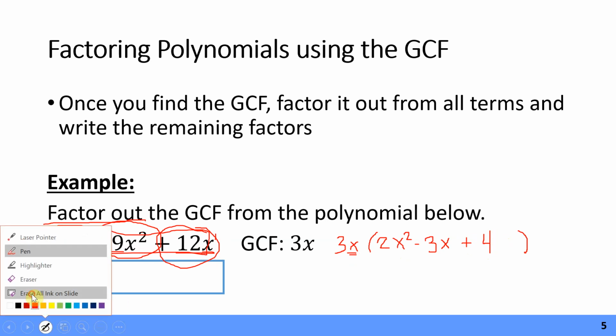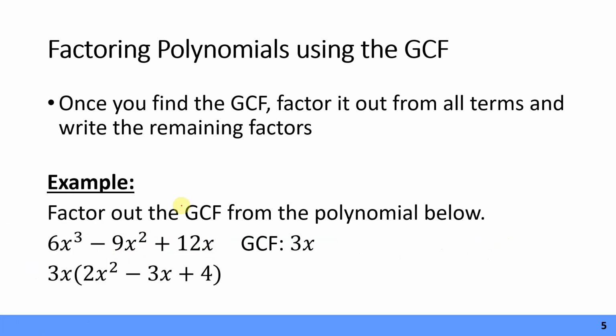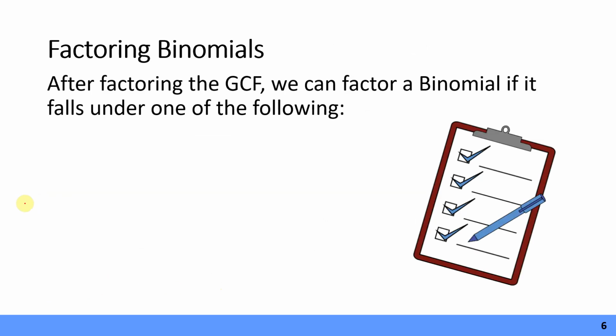Okay, so that is how you factor out the greatest common factor, right? So you first have to identify the greatest common factor, then you just pull it outside, and then in parentheses, you write all the leftovers.